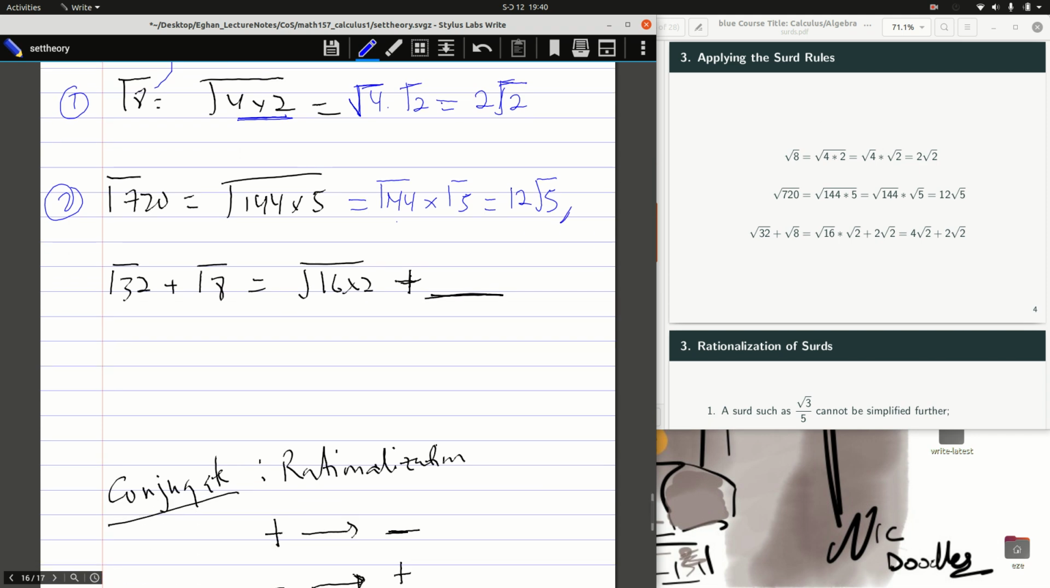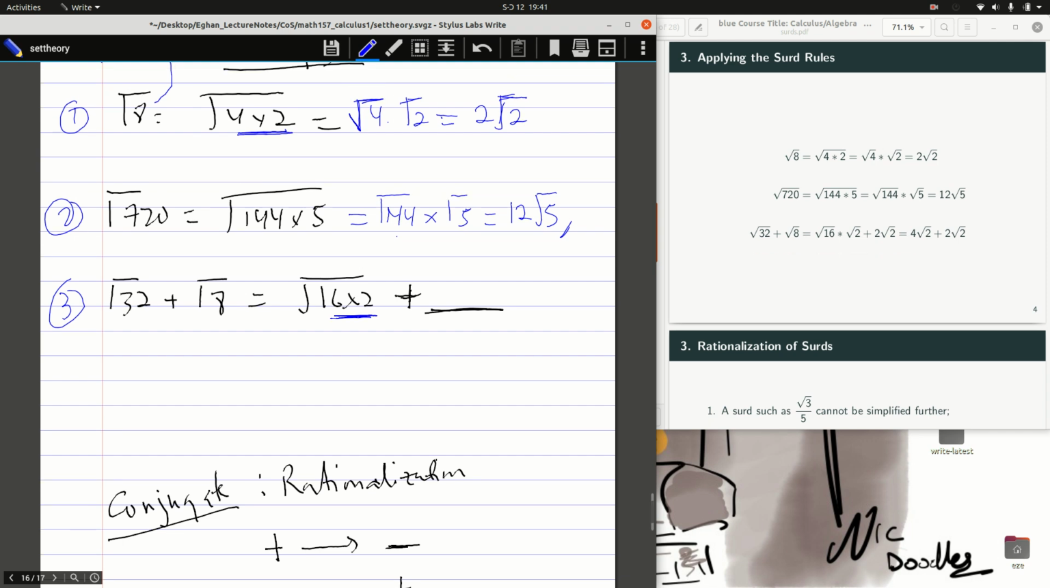Okay. Then the third example, root 32, I can express as this one's root 8. I've already found root 8 here. So I simply bring it here, 2 root 2. This gives me 4 root 2 plus 2 root 2. Why is it 4? Because 16 is the square root, 4 squared. Can I simplify this further? Yes. Because the sets are the same, I can add them to get 6 root 2. Properties of the set, we've used it.